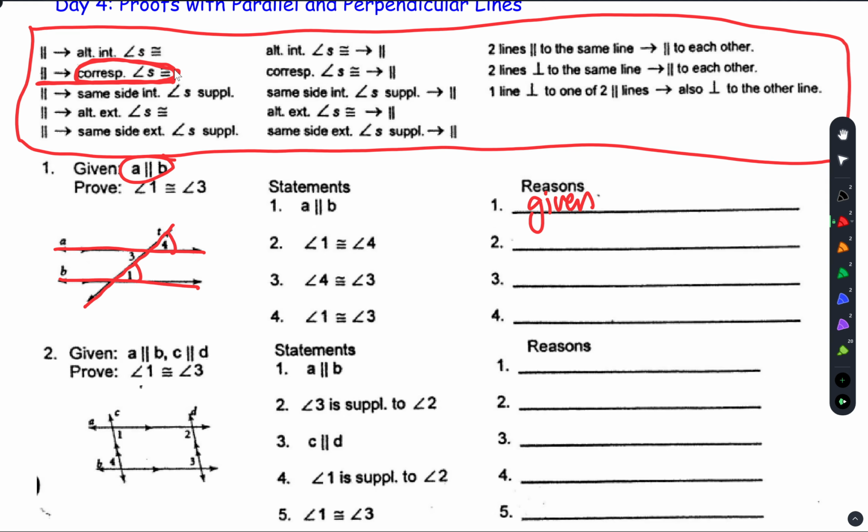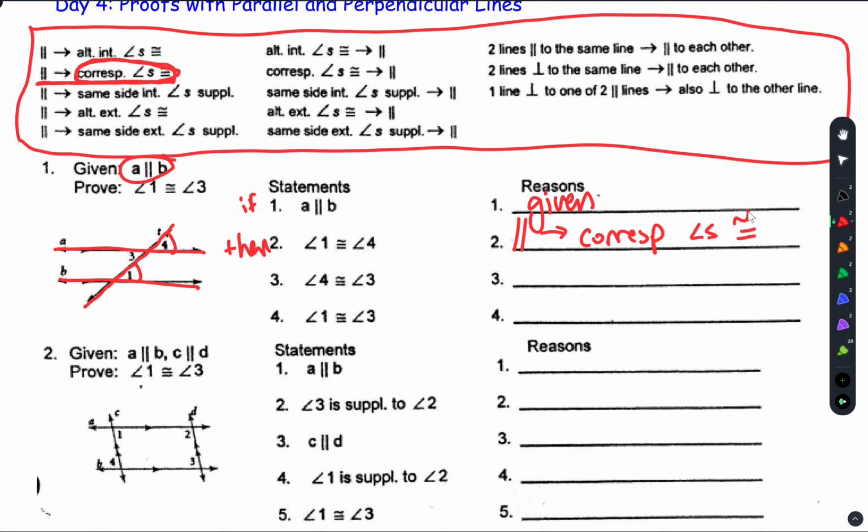Remember that this is an if-then statement, basically. If lines are parallel, then corresponding angles are congruent. So that is parallel lines imply corresponding angles congruent. Questions there?